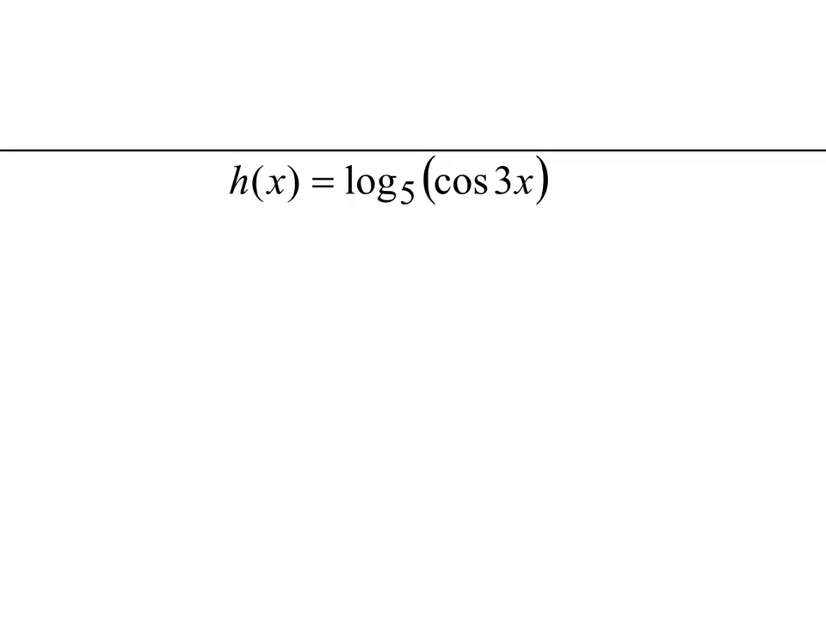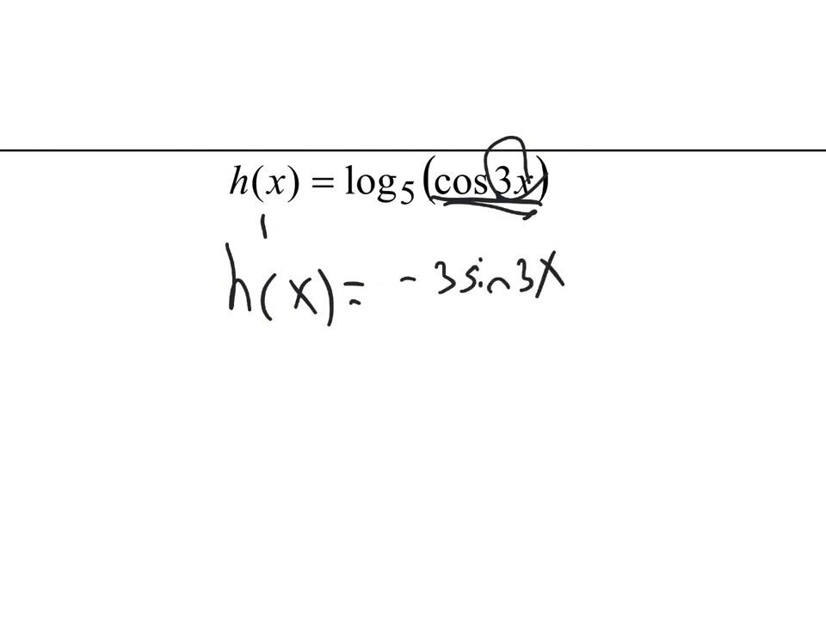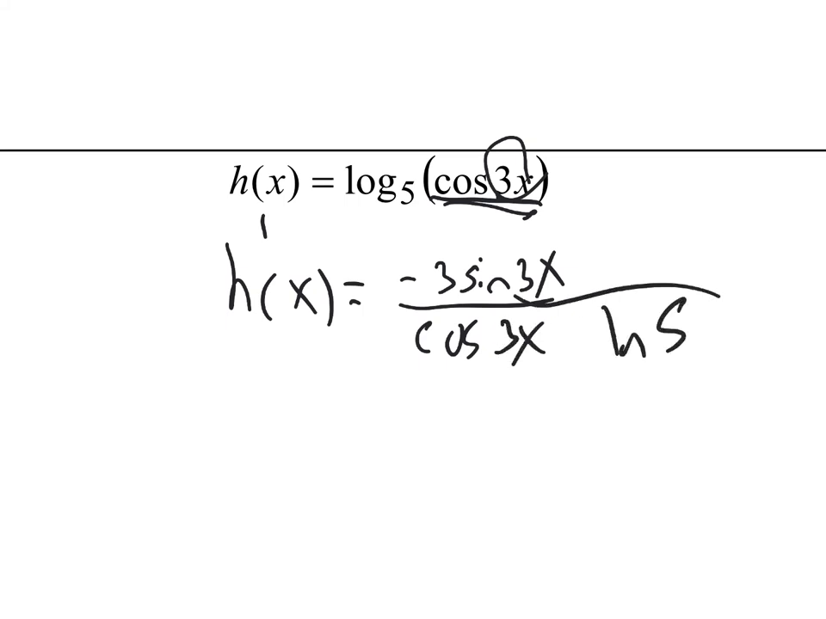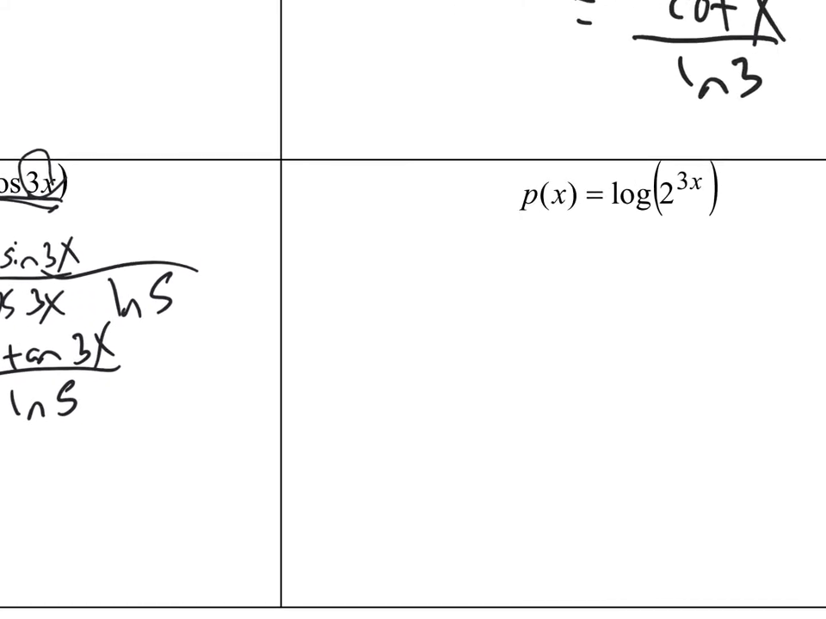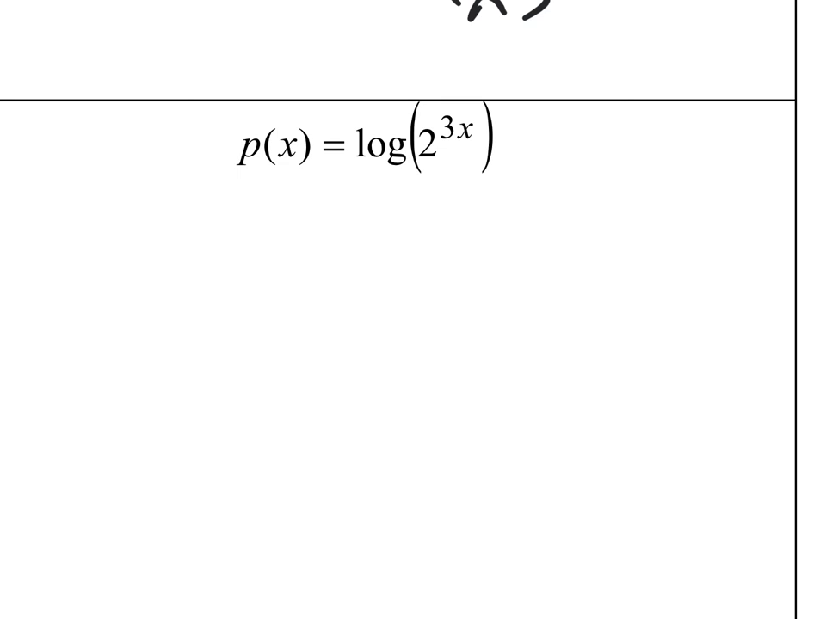Log base 5 of cosine of 3x, h prime of x, the derivative of cosine with the 3 using the chain rule, negative 3 sine of 3x all over cosine of 3x, natural log of 5 in the denominator. That's negative tangent of 3x over natural log of 5. Okay, get out of the trig for a minute.